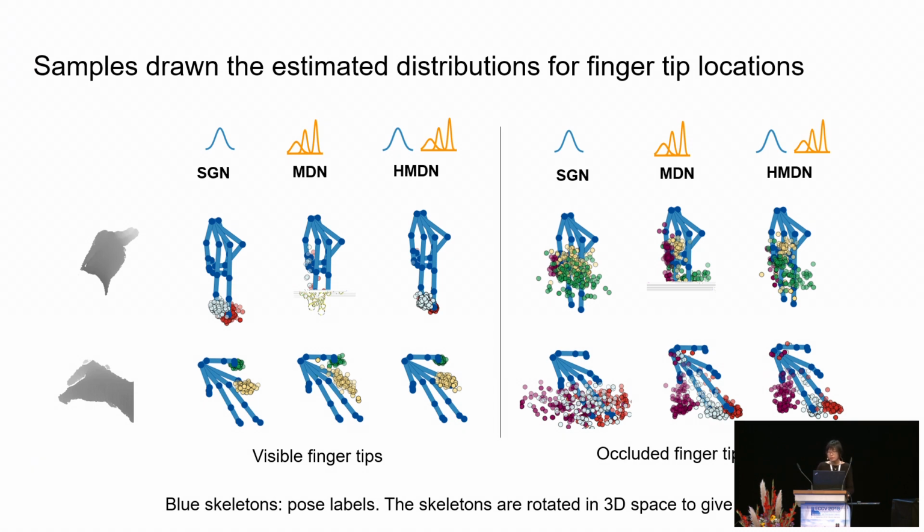And the samples from MDN and HMDN actually form an arc shape, which aligns with the movement range of the fingertip. So as we can see from these sample images, the HMDN combines the advantages of SGN and MDN.